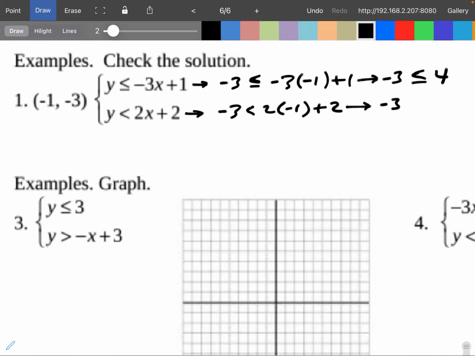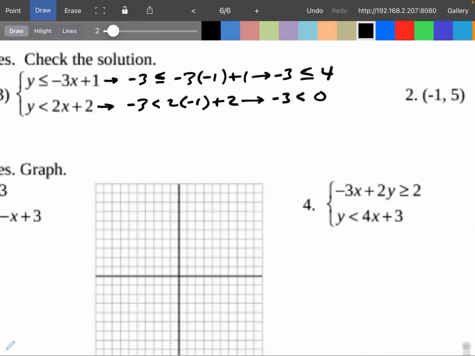So then this top one, on the left side, you got -3. And on the right side, you have -3 times -1. That's a +3 plus 1. That would be 4. And on the bottom one, you got -3 on the left-hand side. And that's got to be less than, on the right-hand side, you got 2 times -1. That's -2. -2 plus 2. That's 0.